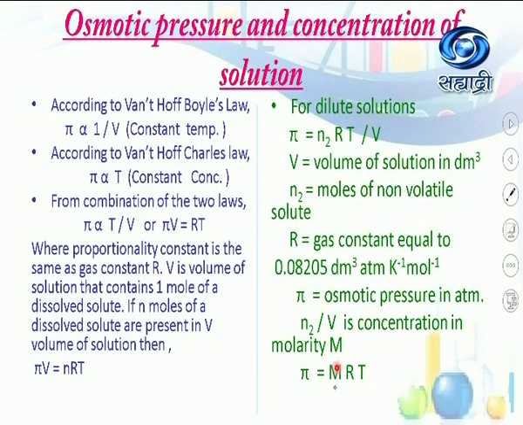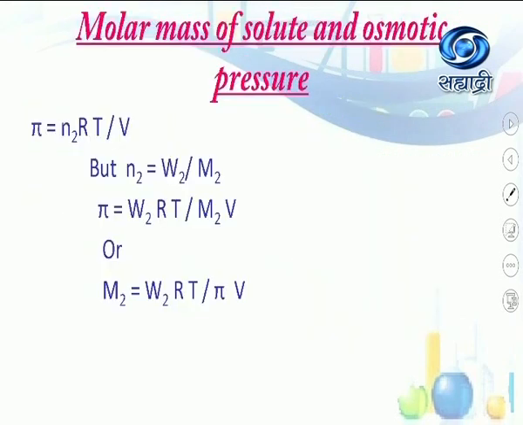So pi is equal to, instead of this we can write M. So pi is equal to MRT. So N2 upon V is what? M. So pi is equal to MRT.